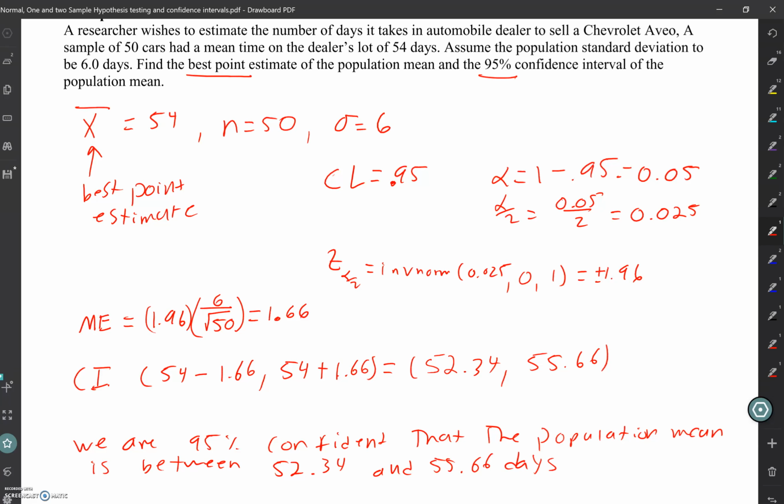So while we don't know exactly what the population is doing, the exact number, we are able to contain it. We're able to give a pretty good estimate of, well, it's somewhere in between here based on the sample. And like I said, there is a chance that it might not be in there, but we're pretty much 95% confident.